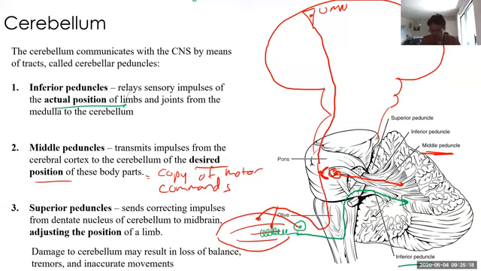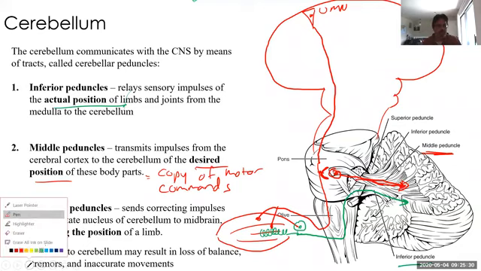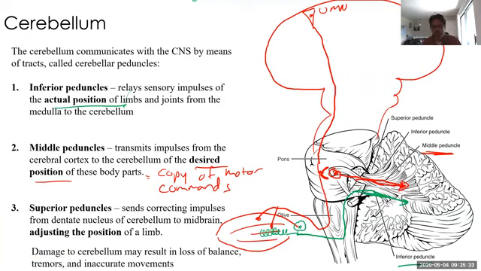So this dentate nucleus is receiving two pieces of information. It's receiving your desired position, where you're trying to move to, going through the middle peduncle, and it's also receiving the actual position of the limb through the inferior peduncle. And what it's going to do is compare those values. If they're different, let's say my hands are like this as I'm bringing them together, then it will make some corrections and it will correct those movements.